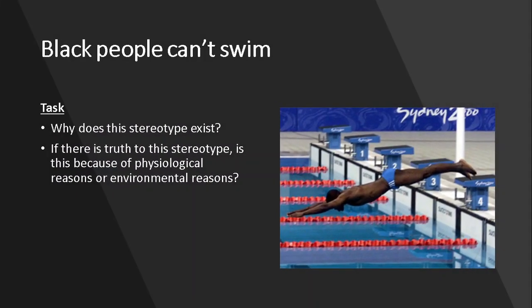The first racial stereotype we'll consider is the stereotype that black people can't swim. At this point, I'd like you to pause the video and spend a few minutes thinking about why this stereotype exists. And then if there is some truth to this statement, is this because of physiological reasons linked to race, or environmental reasons such as cultural traditions? You can pause now, and then when you play the video, we will move on to the next slide.